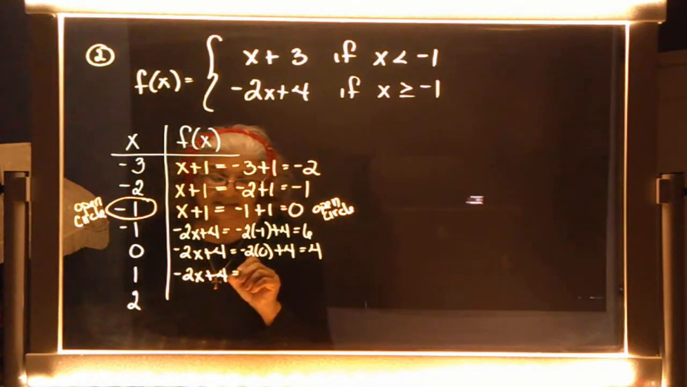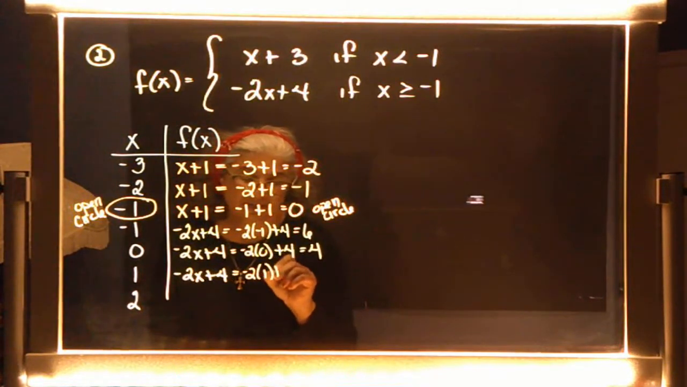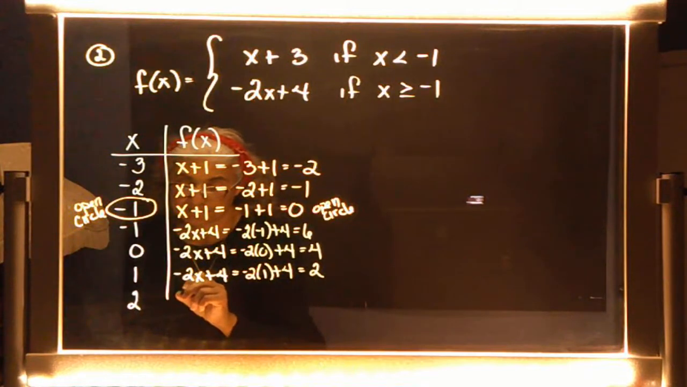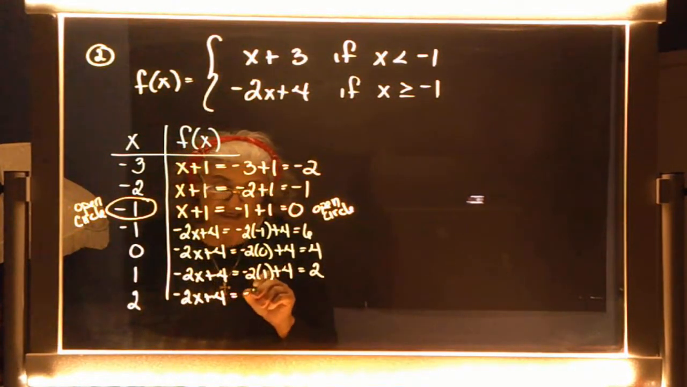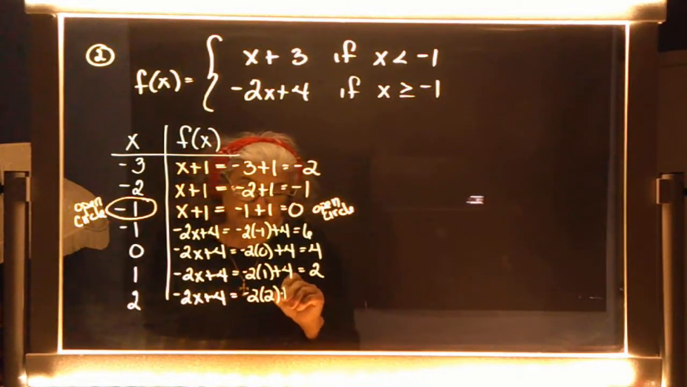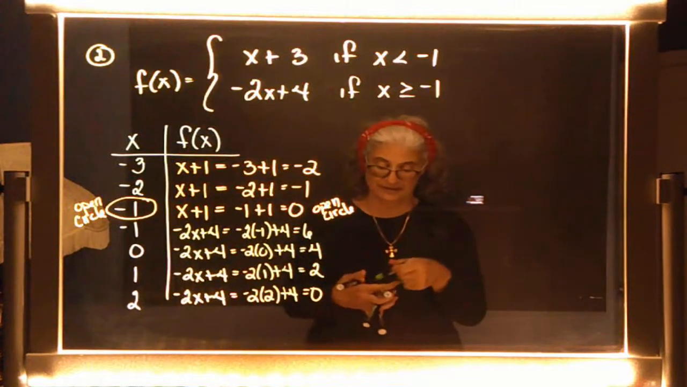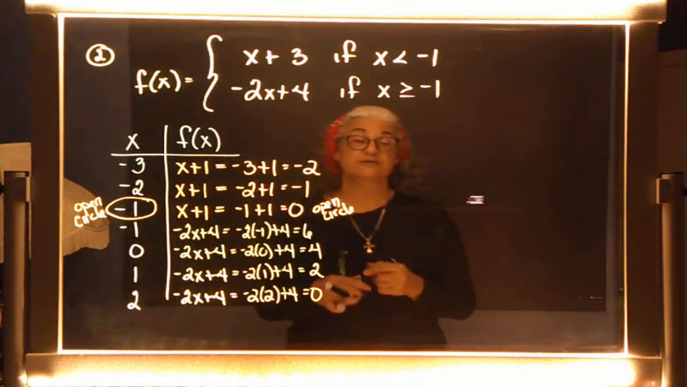With me? Making sense? Okay, and what'd you get? Good, 2, and this last one. Yep, it goes into the second piece. I'm plugging 2 in. And so when you plug it in, what do you get? Yes, you get 0. Good. Excellent. With me? Okay, so let's graph it.